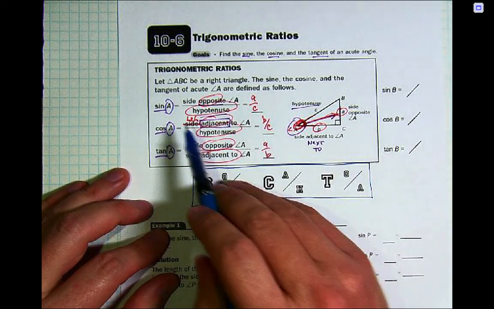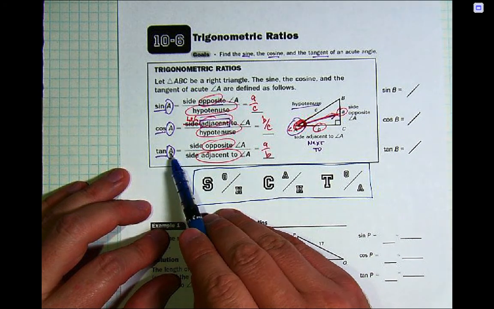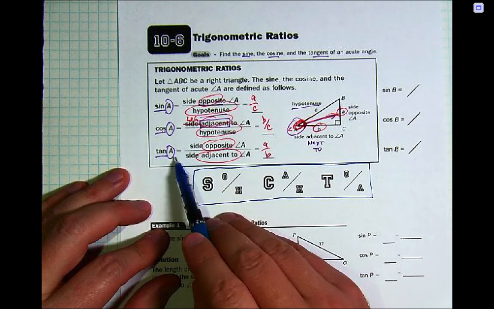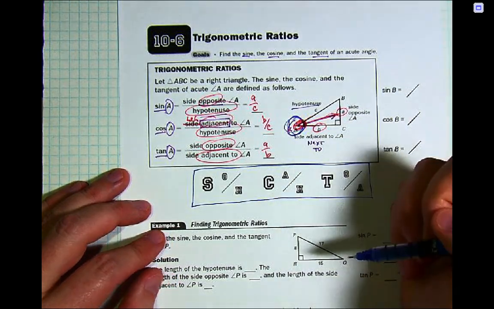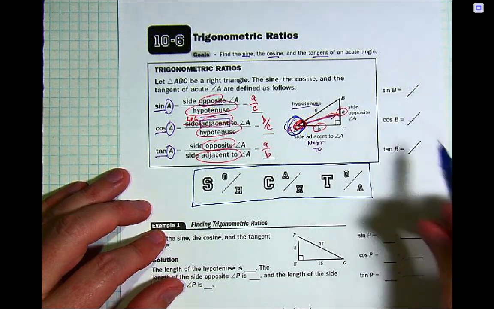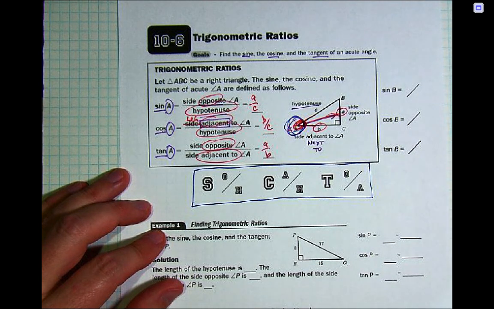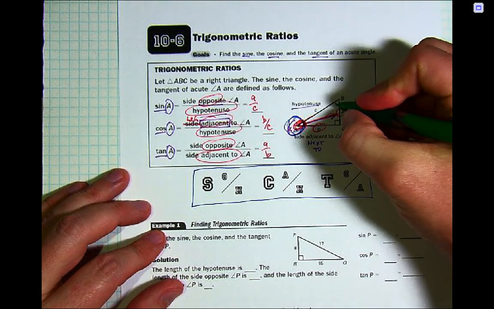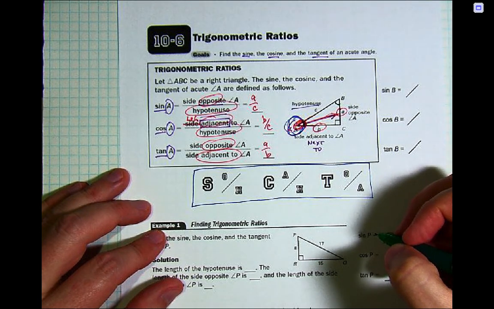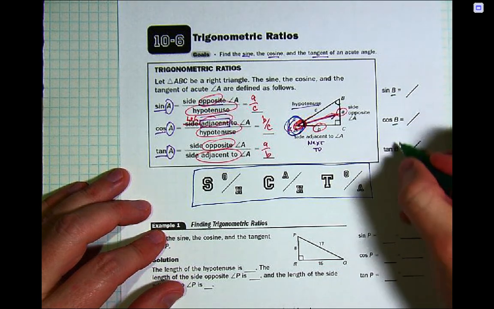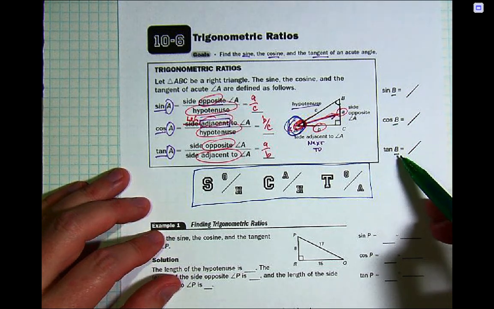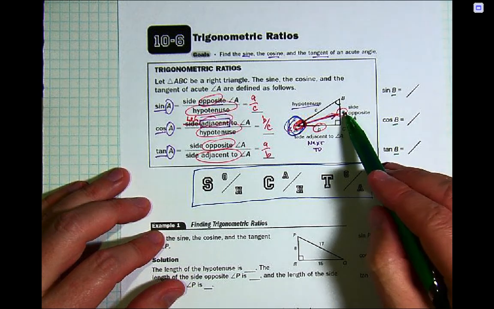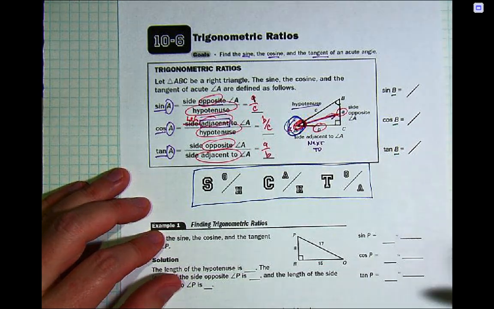Now, these sine, cosine, and tangent ratios were the sine, cosine, and tangent ratios of angle A. But that's not the only acute angle in this triangle. Isn't there also another acute angle right here? Angle B? So for angle B, can you pause this video and tell me what the sine ratio, cosine, and tangent ratio would be in terms of A, B, and C like we did here?